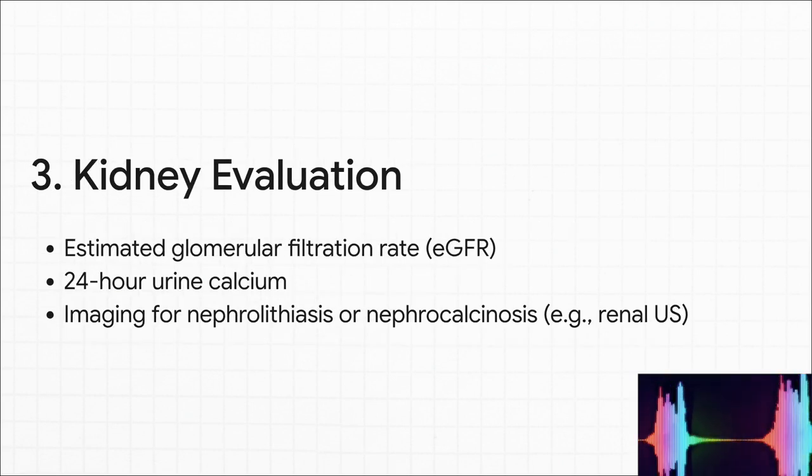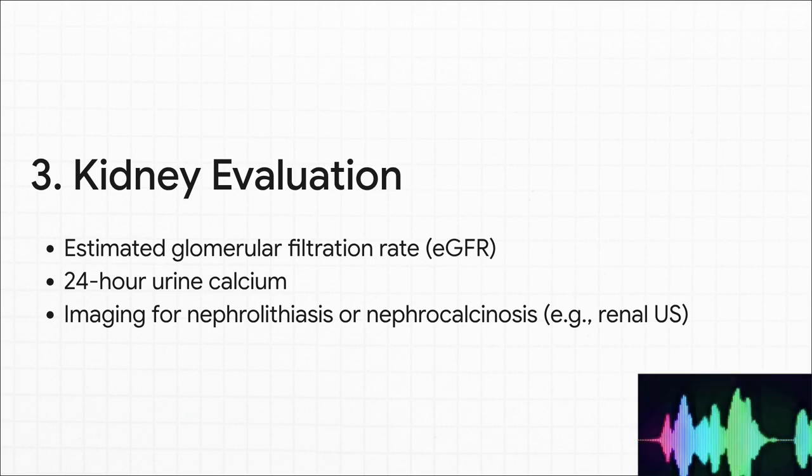Pillar number 3 is the kidneys, and we're looking for trouble in 3 key ways. First, you check the eGFR for overall function. A dip below 60 milliliters per minute is a major red flag. Then, you're running a 24-hour urine to screen for hypercalciuria. And finally, you get some imaging, usually an ultrasound, to hunt for any silent kidney stones or calcification.